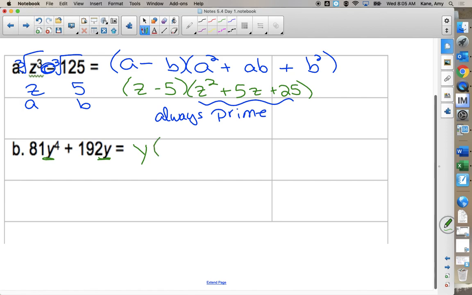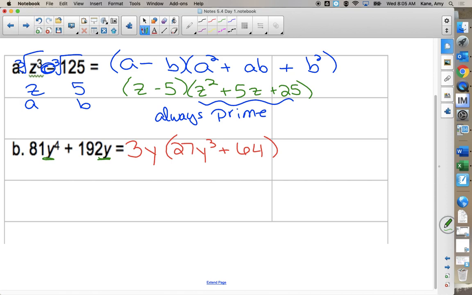You get 81 cubed... Did you take out something else too? I took out a 3 as well. Yep, okay, so let's go back. So you took out a 3 and a y. They have a 3 in common and a y. Okay, so Ava, go back. If you take out a 3, you get 27y cubed plus 64. There we go. So GCF, what are they both divisible by? Well, they're divisible by 3, and they also have a y in common.